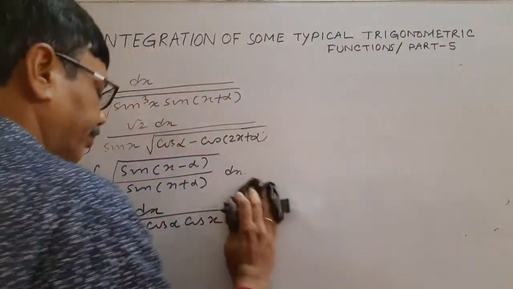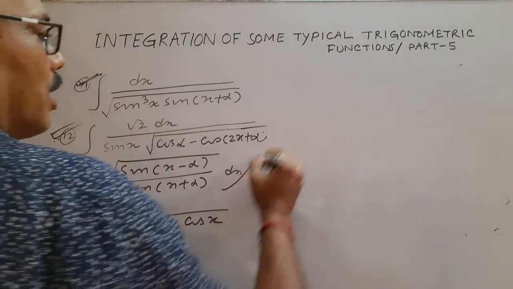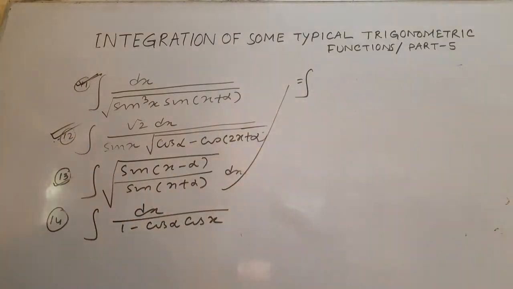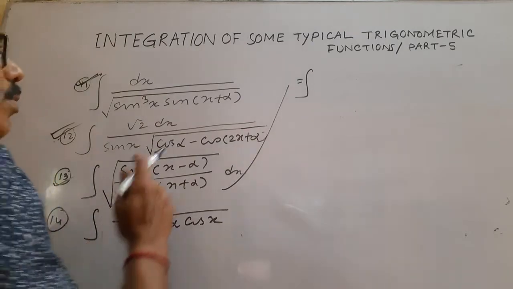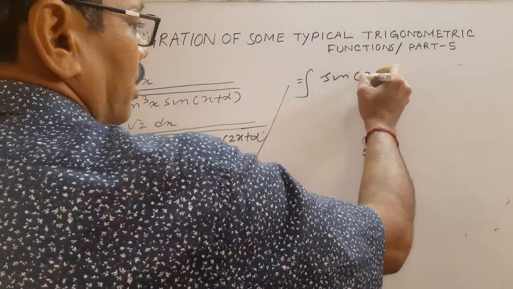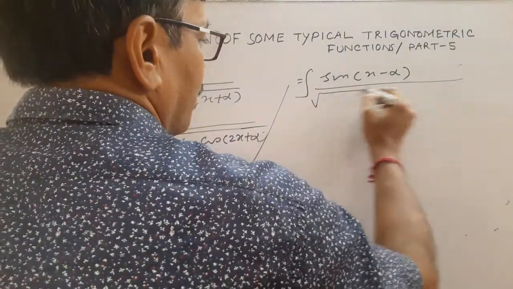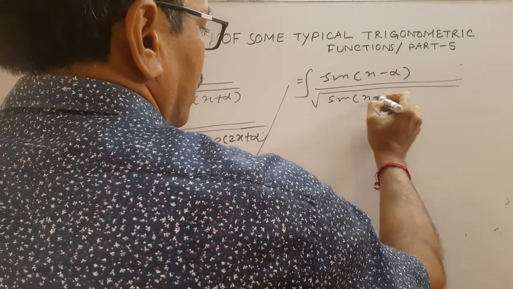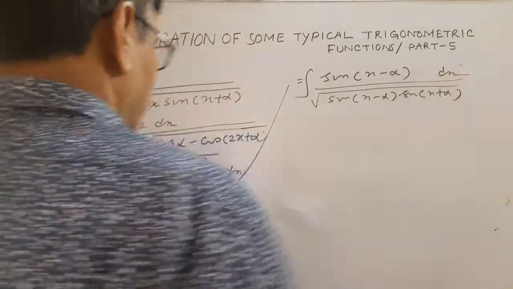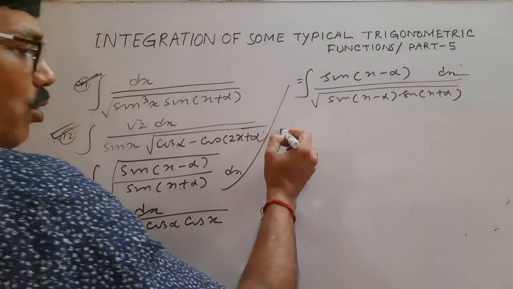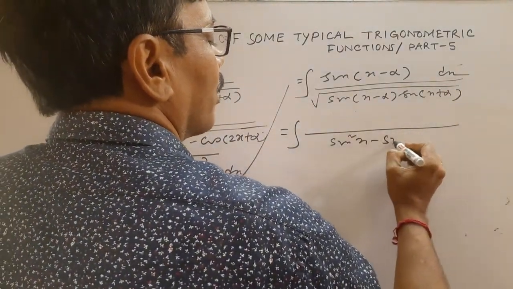Next, 13. Integrate sin(x minus alpha) by sin(x plus alpha). Our main aim is to omit the root from the numerator, so multiply by sin(x minus alpha) and balance it by sin(x minus alpha) and sin(x plus alpha). This is already present, alpha is obviously constant. This is sin square x minus sin square alpha.